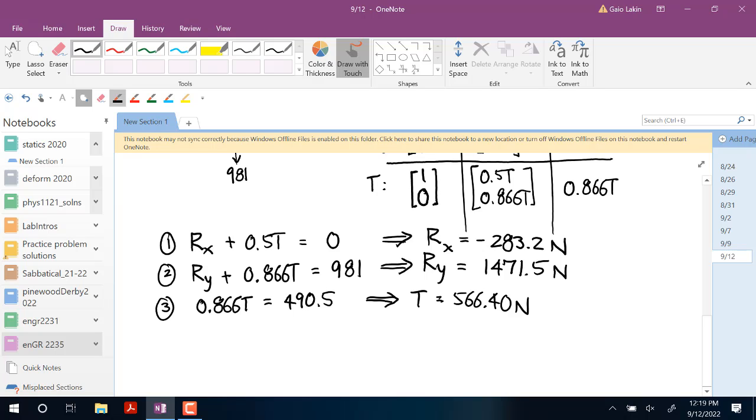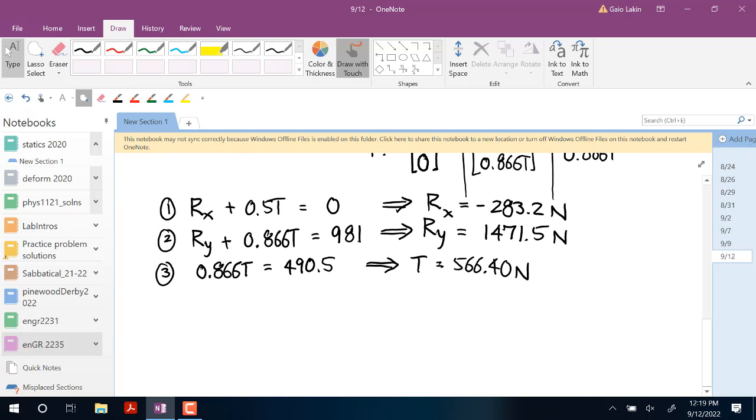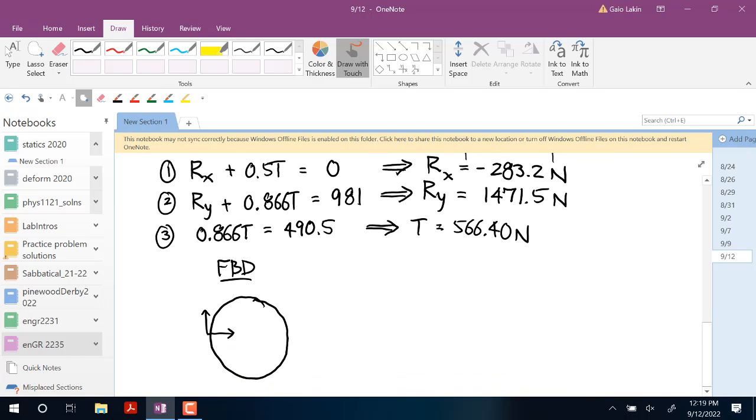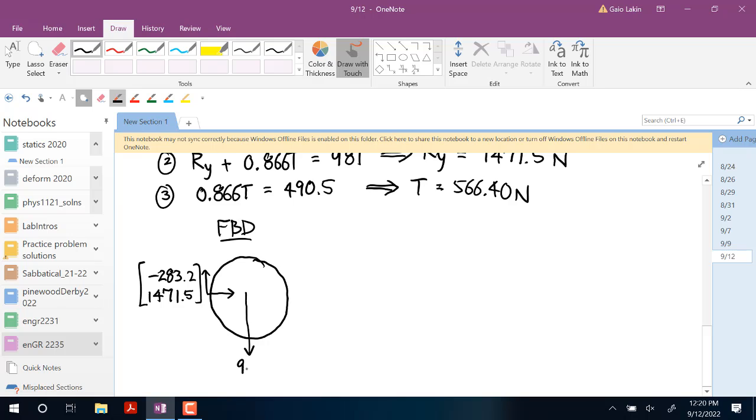Did I do that right? Okay, so now if you wanted to put this in a free body diagram again, the external loads on this body are a force vector on the left side of negative 283.2, 1471.5, and a weight force of 981, and a cable force of 566.4. Any questions about that?